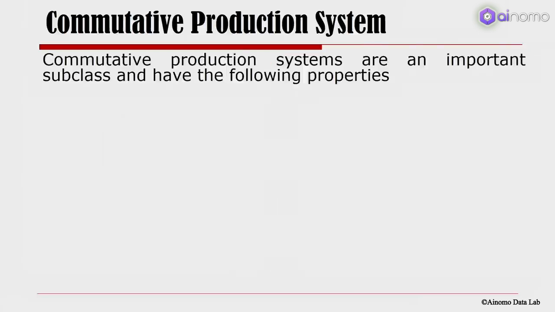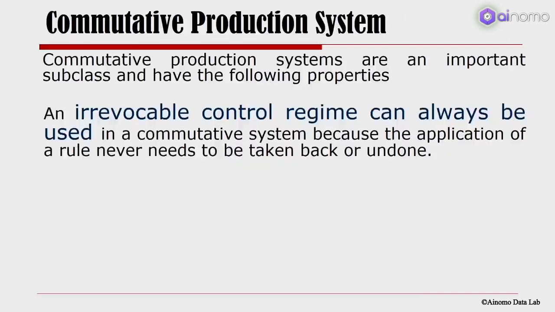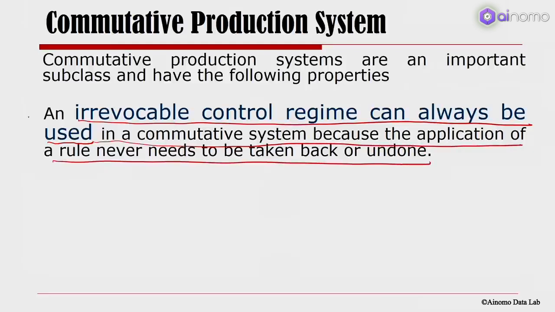Commutative production systems are an important subclass and have the following properties. An irrevocable control regime can always be used, because even if we have done something not on the way towards the goal, some other rule is still applicable to that system. So in a commutative system, this is because the application of a rule never needs to be taken back or undone. So an irrevocable regime can always be used in a commutative system.